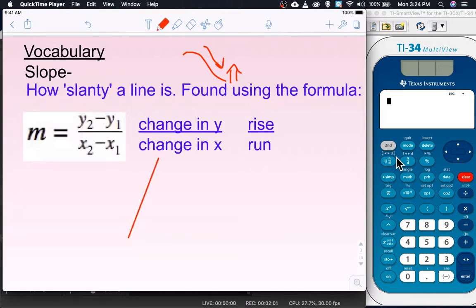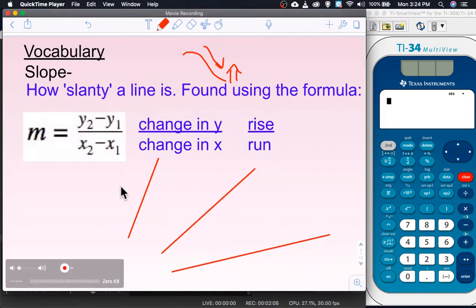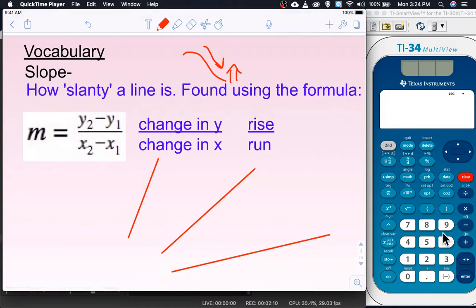This line here has a different slope than this line here and this line here. More steep, less steep, less steep. And we can find the slope of a line. We could actually get an actual number that shows the ratio of how far it goes up and how far it goes over. Basically, this ratio.